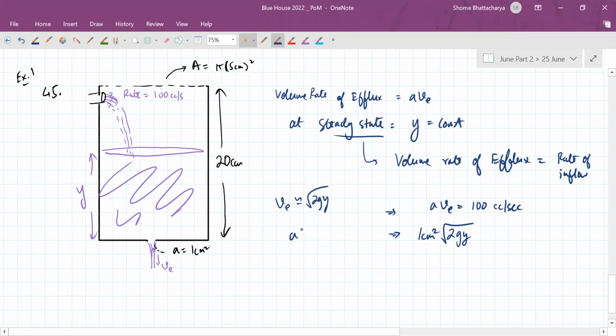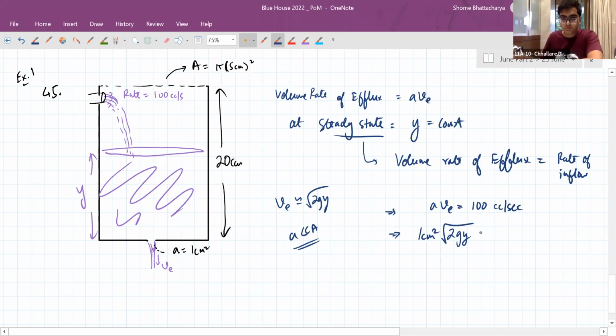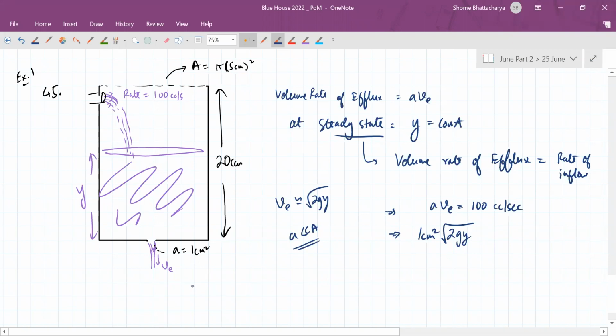As you can see, this small a is very small compared to capital A. This is 25 into 3.14, so more than 75 times smaller, so we can neglect. So this is 100 into 10 raised to the power minus 6 meter cube per second. This is 10 raised to the power minus 4 into square root of 2 into 10 into y. So this should be equal to 10 raised to the power minus 4 on this side. So that's it. Your root 20 into y should be equal to 1.